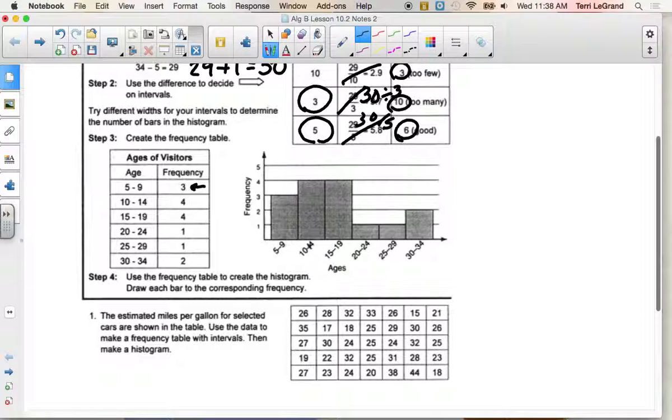Because the histogram shows, notice there's no spaces between the bars, because there's no ages left out. So from 5 to 9 is an interval. The next bar starts at 10 to 14 because there's no ages left out. So they butt up against each other. On a bar graph, do the bars butt up against each other? No, they don't. But in a histogram, they will, because it's a continuous set of ages. There's no gaps in it.